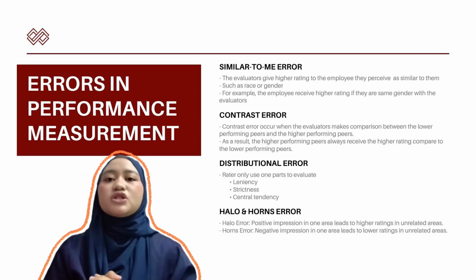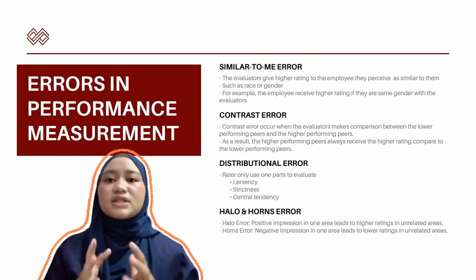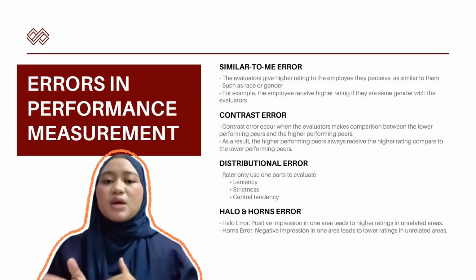First and foremost, similar-to-me error. Similar-to-me error means the evaluators give a higher rating to the employee they perceive as similar to them. For example, race and gender. The employer gives a higher rating to the employee if they are the same gender.